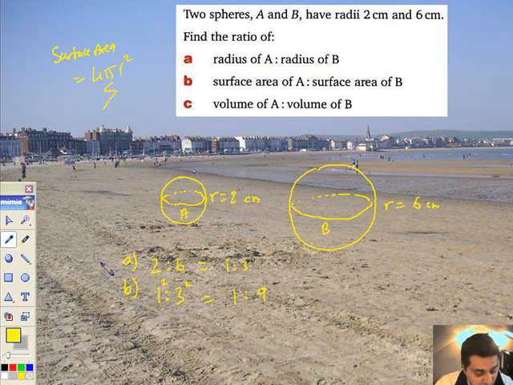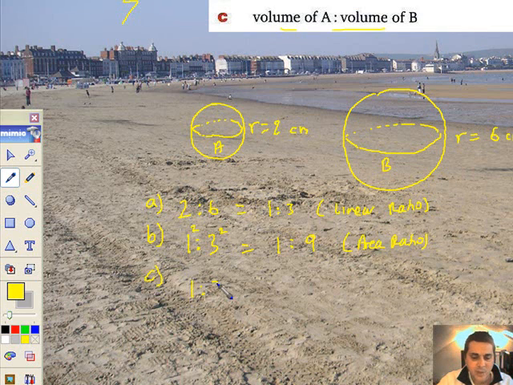Okay, so that's really, really straightforward, and that is of course the area ratio. And this one was the linear ratio. It's not surprising that we're going to do the volume ratio now for the last part. So to do the volume ratio, then you take the original linear ratio, 1 to 3, and cube each part. So 1 cubed is 1, compared with 3 cubed, 27, and that's the volume ratio.